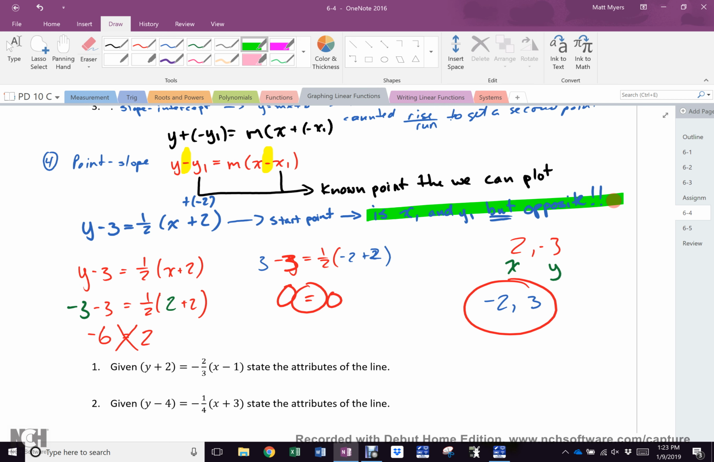Okay. All right. So now we know how to do it. How would you graph this line? Where would you start?